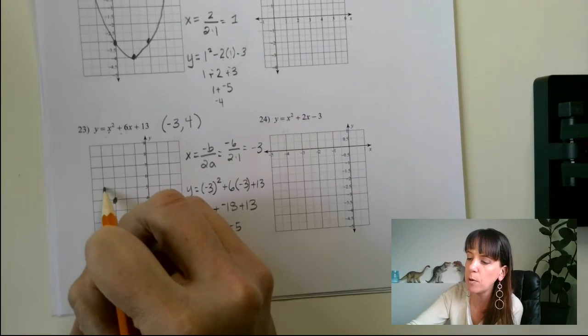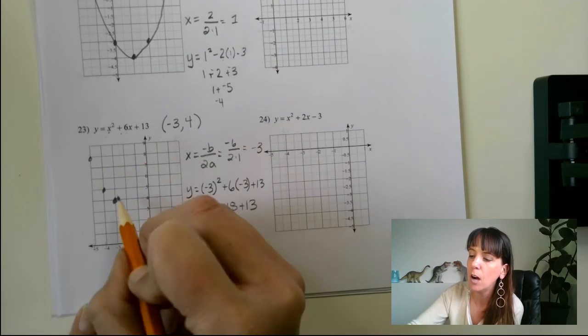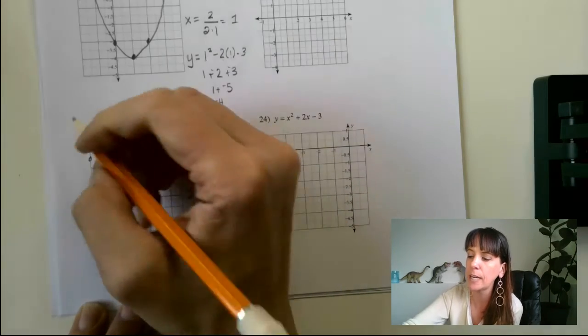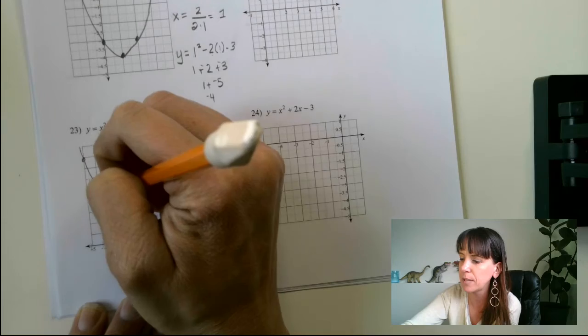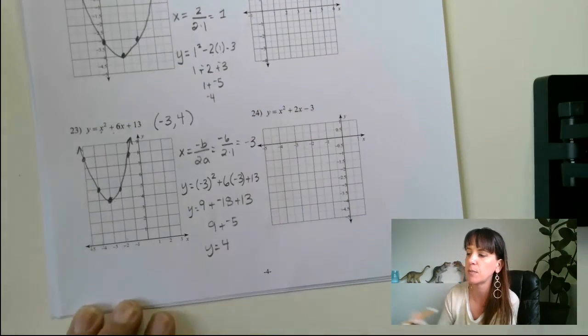We can do this. Over 1, up 1, over 1, up 3. Over 1, up 1, over 1, up 3. Fantastically, you graphed it without having to do that. Isn't that nice? That's always fun.